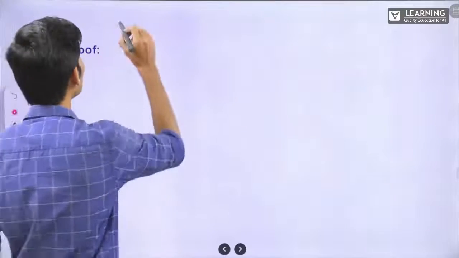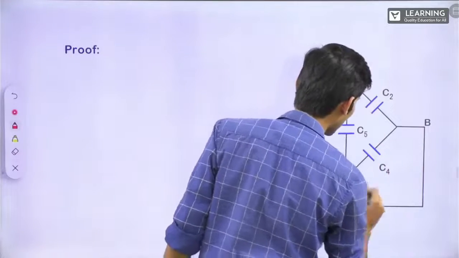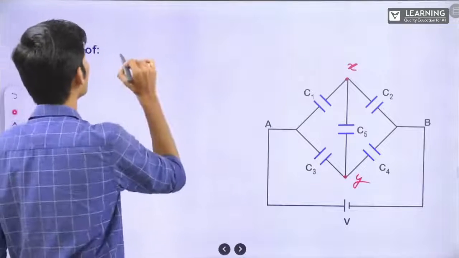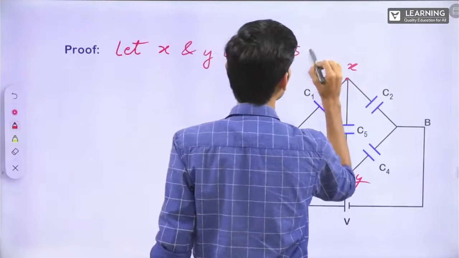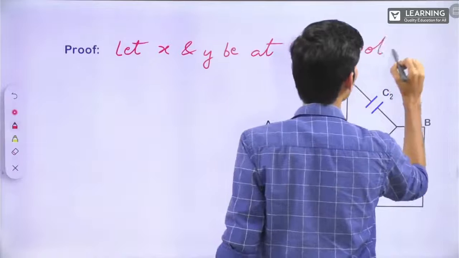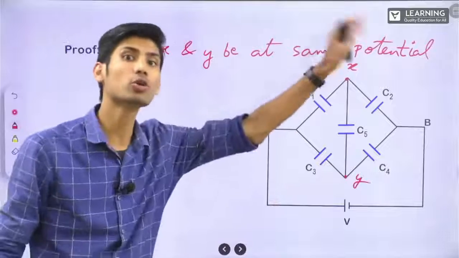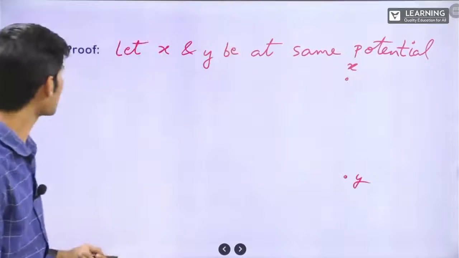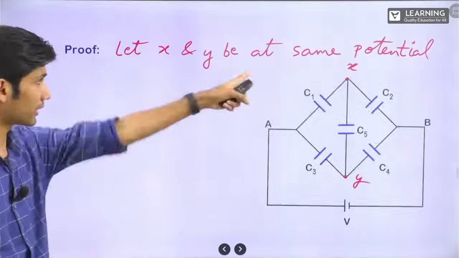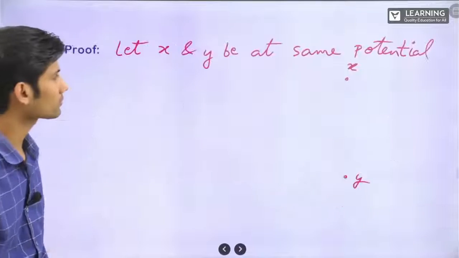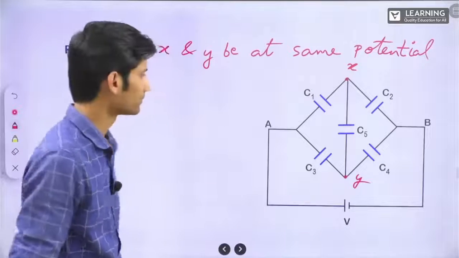So now, proof. First, if this is the circuit, this is X, this is Y, what we are considering? Let X and Y be at the same potential. Same potential means, obviously, current is not flowing in this. We have already assumed this. If this relation comes, then our assumption was correct. Clear? All right.